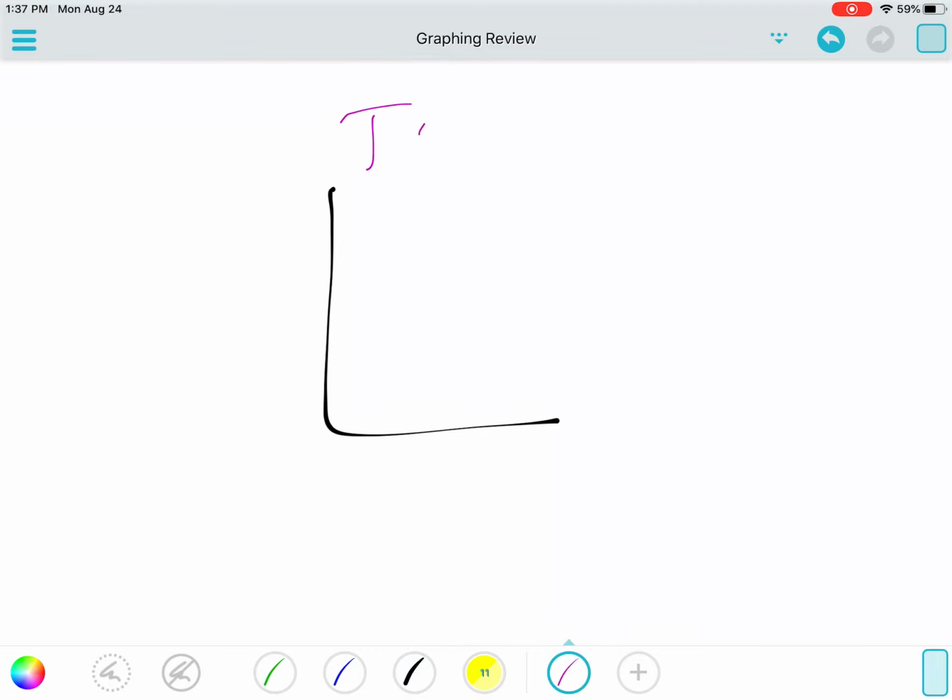There will always be a title. So the first thing that you should do if we're asking you to graph something is add a title, because the title of course communicates what this graph is showing us.